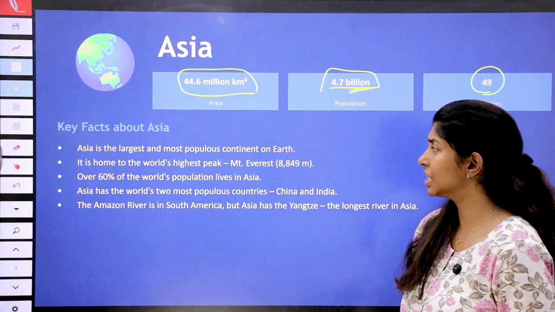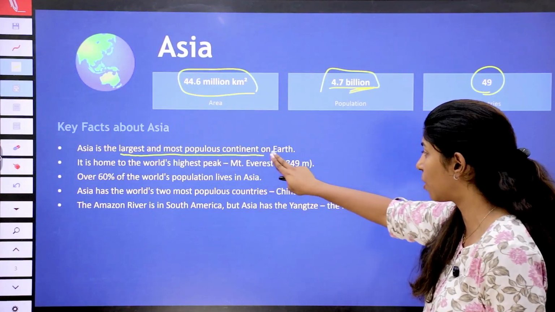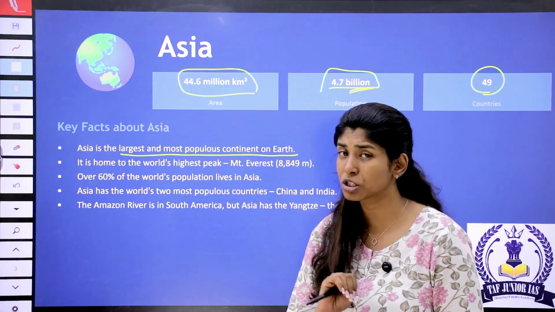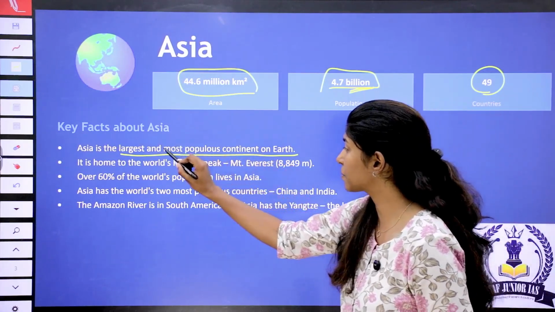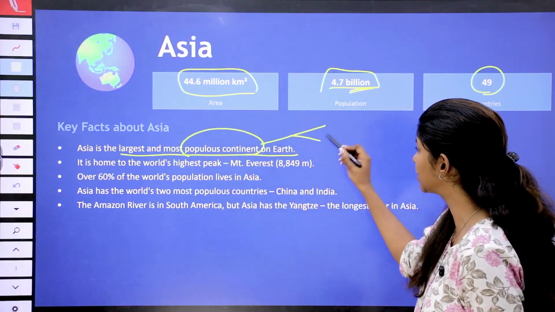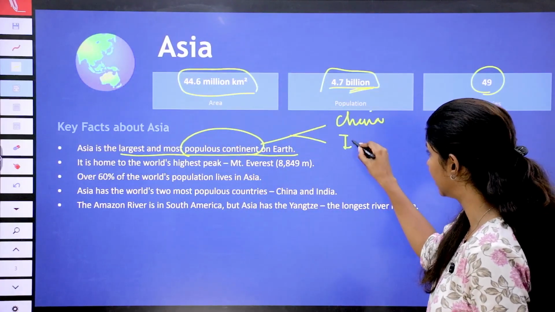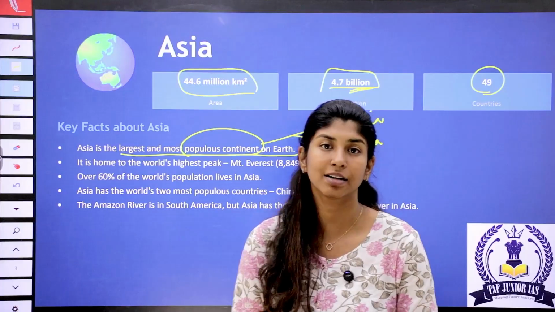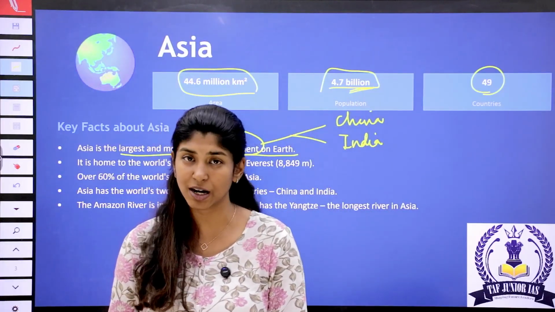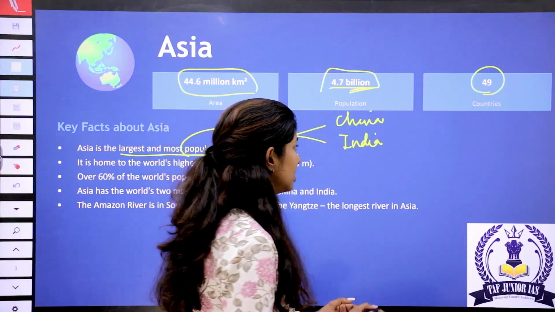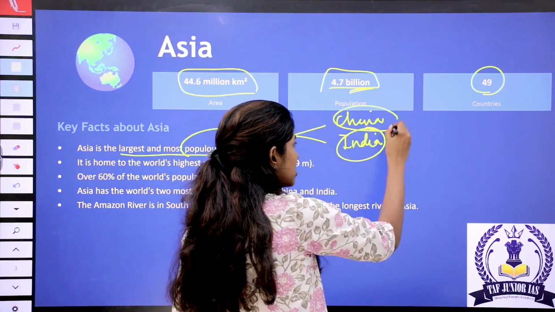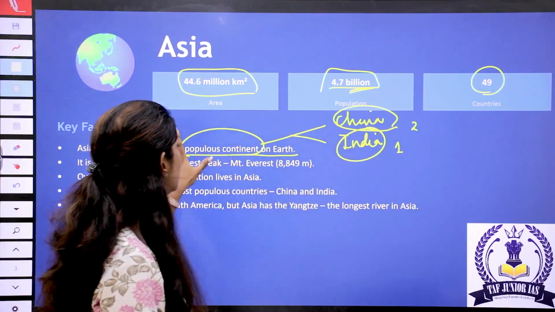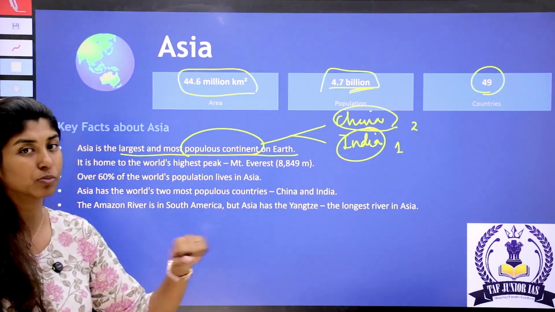Some of the facts about Asia: it is the largest and the most populous continent on Earth. It is the largest, but it is also the most populous. Now, one of the main reasons for this is that Asia has both China and India. For quite some time, China had the highest population, but now we have surpassed China and we have the highest population in the world. So India is the first largest in population and China is second. And both of these countries are present in Asia, and that is one of the reasons why it has the most population.